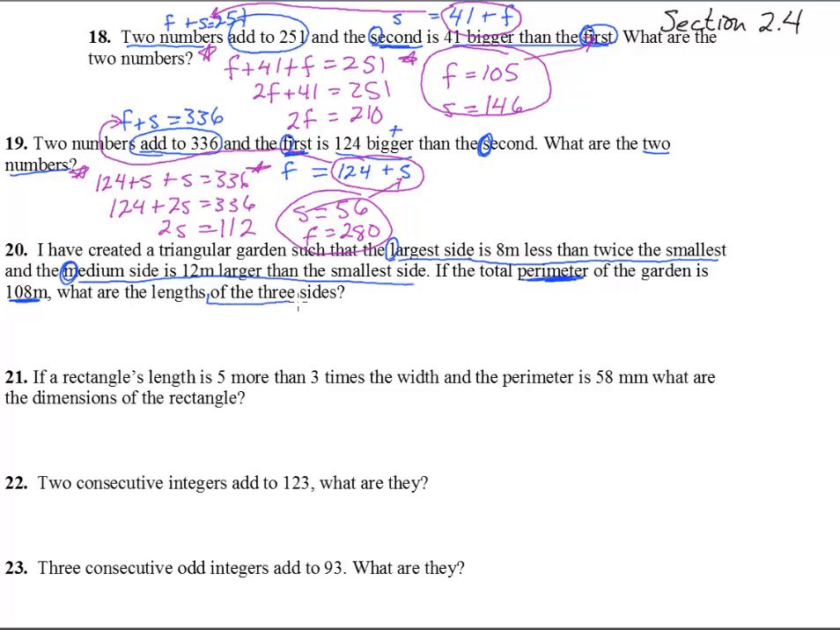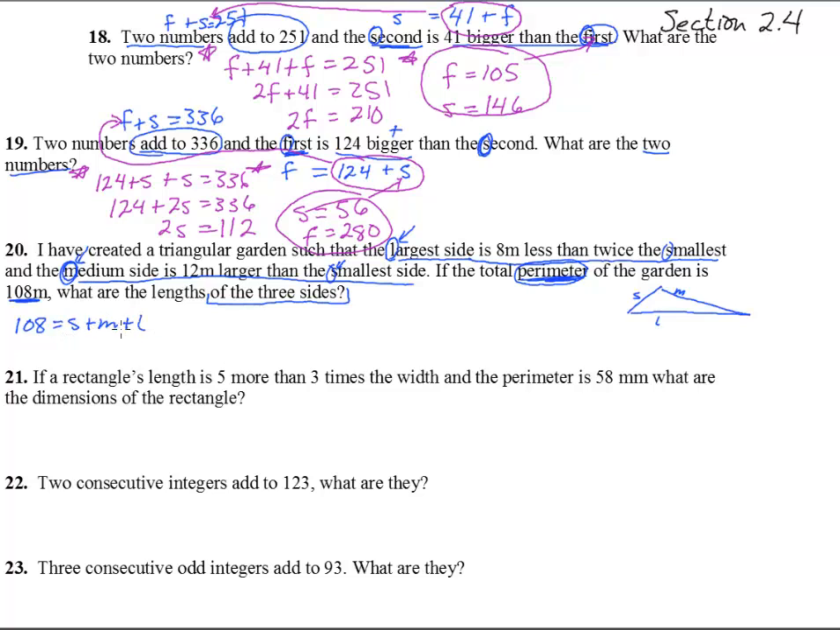Look at this. We have to pick three variables. We've got the largest, the medium, and the small side. So we're going to have an L, an M, and an S, with S the smallest side. Now, how do we get perimeter? Well, let's draw a picture here. We have the small side, the medium side, and the large side. The total perimeter is 108 meters. So 108 is going to be small plus medium plus large.